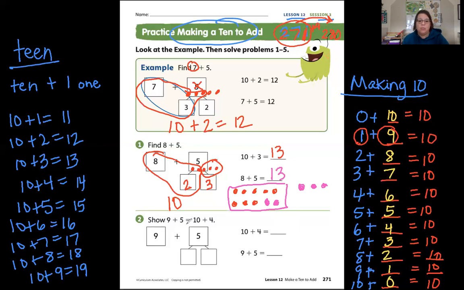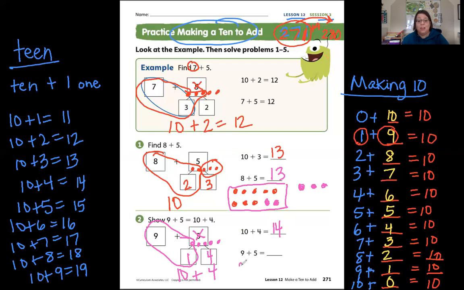Okay, here we go. It says show 9 plus 5 is equal to 10 plus 4. And draw 5 dots. 1, 2, 3, 4, 5, 9. 9 plus 1 equals 10, right? 9 and 1 is 10. How many are left? Is it 5? Not anymore. It's 4. So 10 plus 4. 10 plus 4 equals 14. So 9 plus 5, I think it's going to equal 14 too.